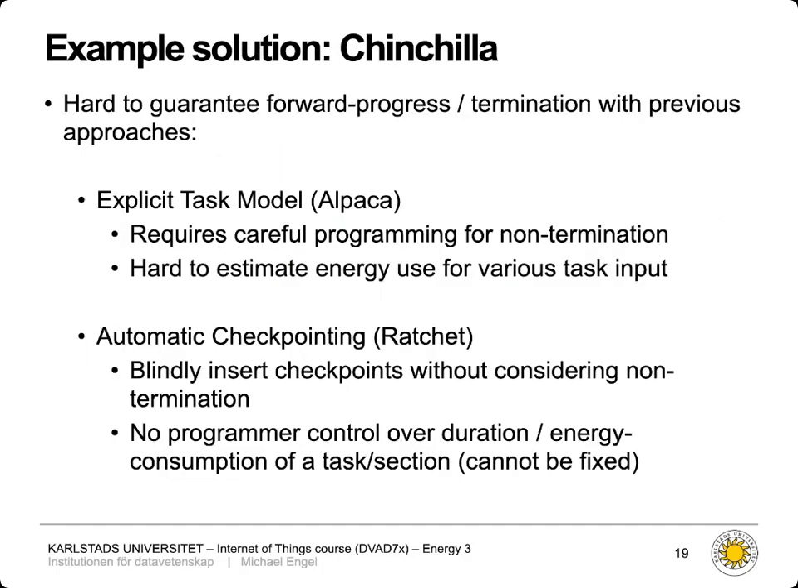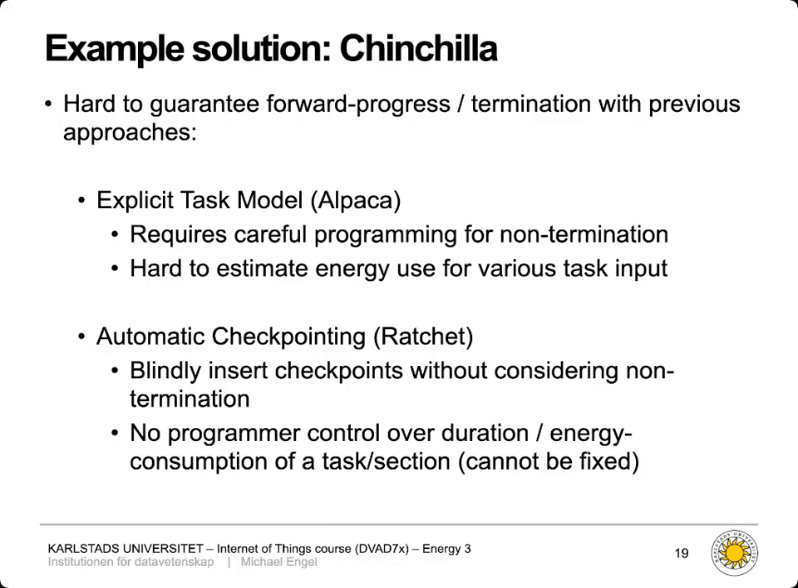Now, the final solution we want to discuss is called Chinchilla, so yet another animal. Chinchilla found that with Ratchet and Alpaca, it's hard to guarantee forward progress and eventually termination, so finishing a program. With the explicit task model in Alpaca, this requires careful programming for non-terminating programs, and this in turn makes it hard to estimate the energy used for various task inputs.